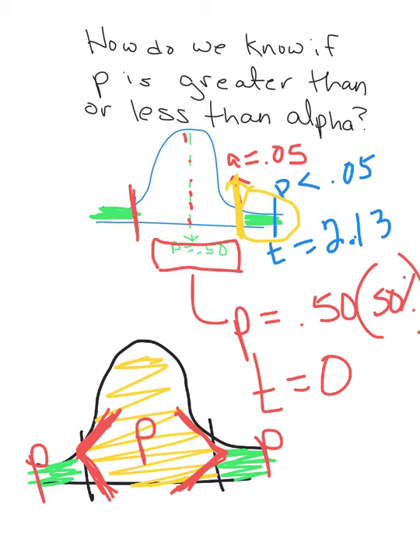If we have a test statistic and it falls here, our P is larger because it's not significant. It falls in this area that has a larger proportion. But if our test statistic falls over here, our P is less than because the proportion is out in the tail, where there's a smaller proportion. So that's the way that I always say how we know if P is greater than or less than alpha.